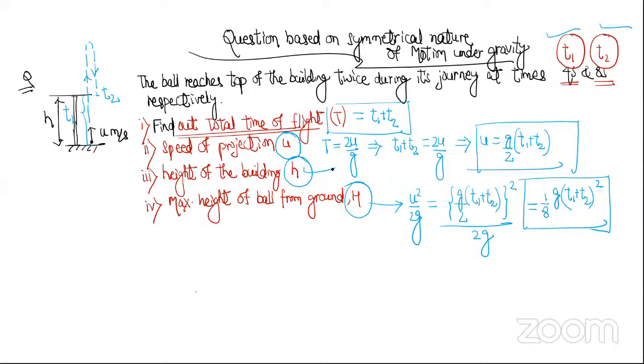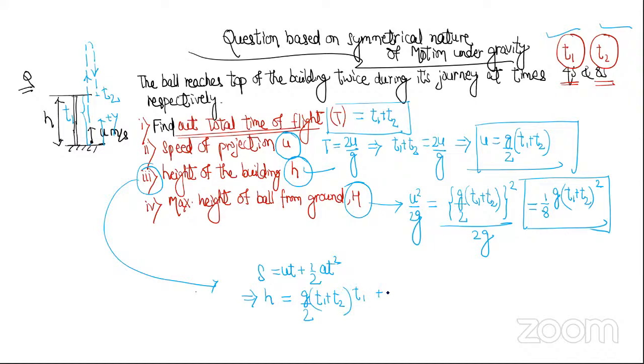Next, height of the building. So to find height of the building, let's take upward direction as positive y direction and use s equal to ut plus half at square formula. Now that s is h, what we want to find out, and that we have already found g by 2 into t1 plus t2. Acha, what is t? Time it takes to reach there t1, and then it is half. How much is acceleration? It is minus g, and t, it is t1 square. So calculate.